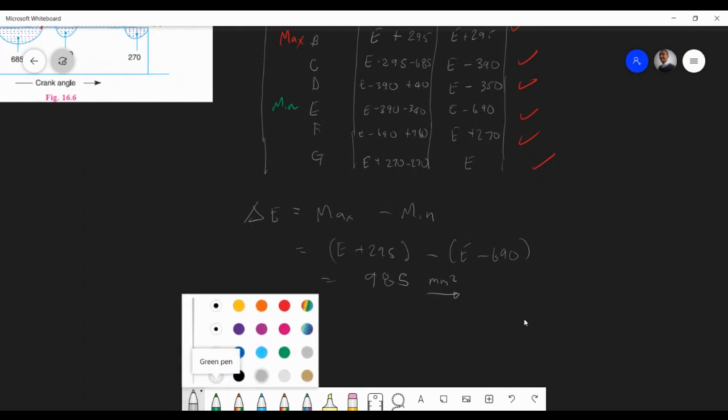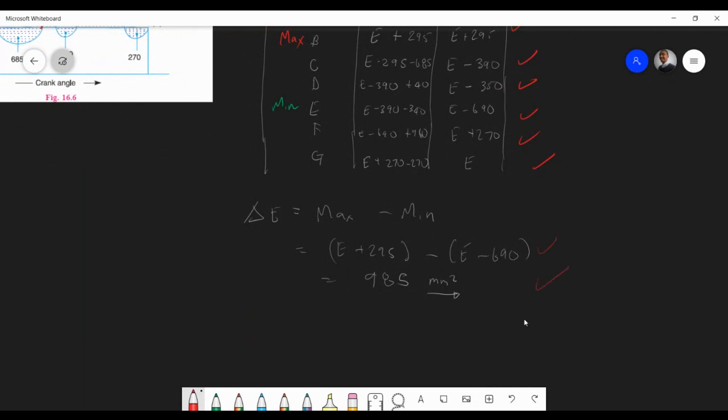I think this will be 2 marks, definitely. Or maybe it might even be 4 marks, because that's max, that's min, and then 2 marks for the answer, something like that.